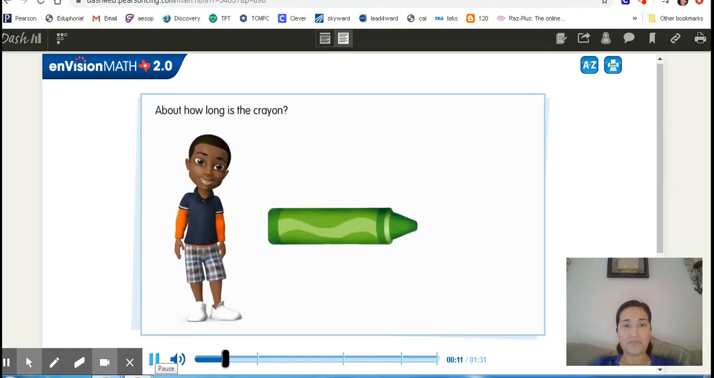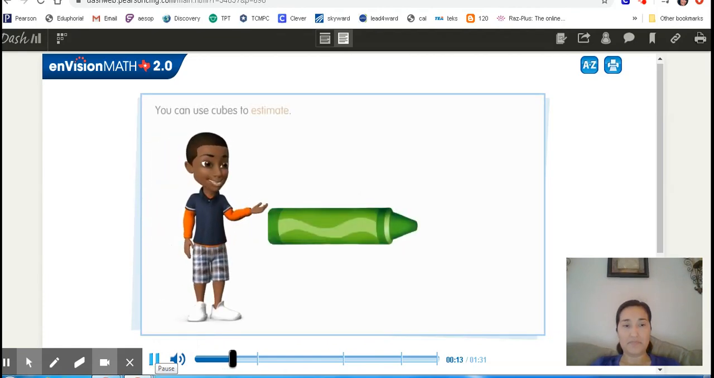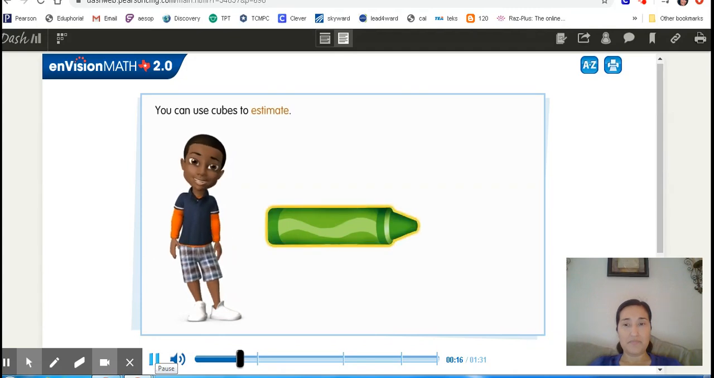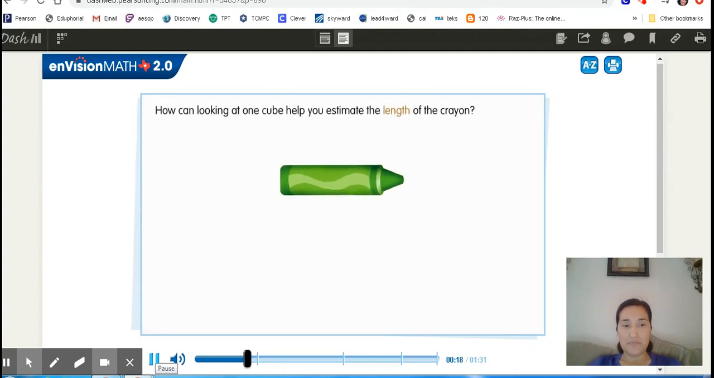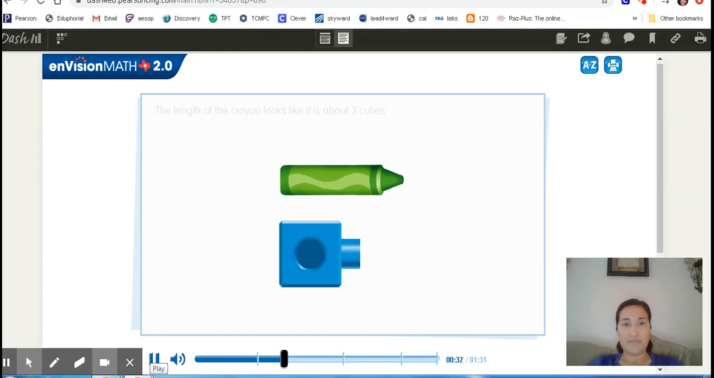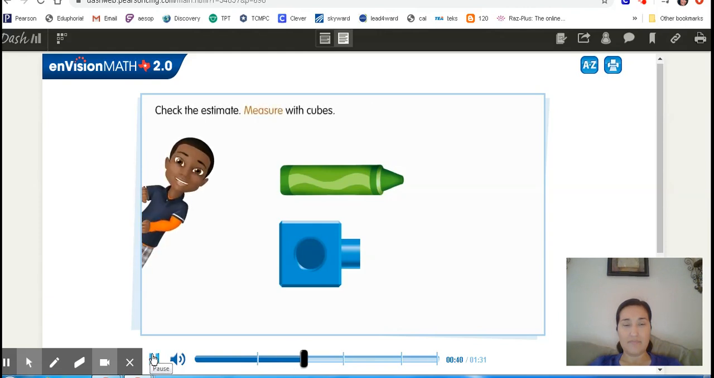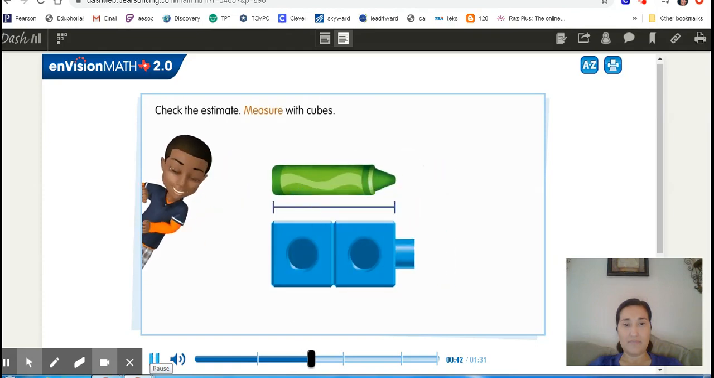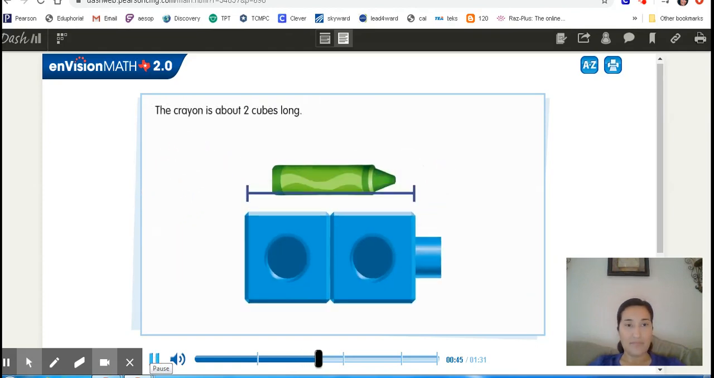About how long is the crayon? You can use cubes to estimate. How can looking at one cube help you estimate the length of the crayon? You can form a mental picture of how many cubes to put together to make a train as long as the crayon. The length of the crayon looks like it is about 3 cubes. Check the estimate. Measure with cubes. The crayon is about 2 cubes long.